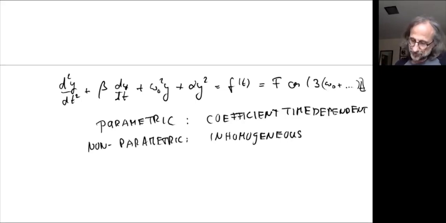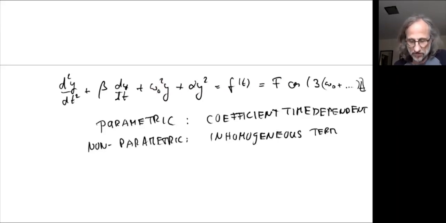And if we look at it, in this problem, we have non-parametric forcing because it's really an additional force, whereas the parametric forcing would be if we had, say, picked omega_0 to be time dependent, which is the pendulum case. If you change the length of the pendulum, you change the frequency.